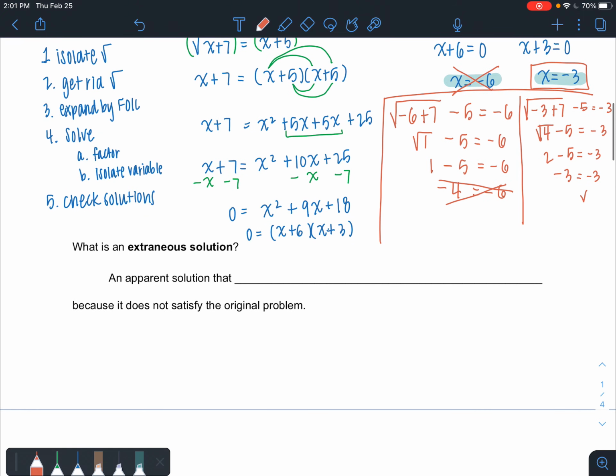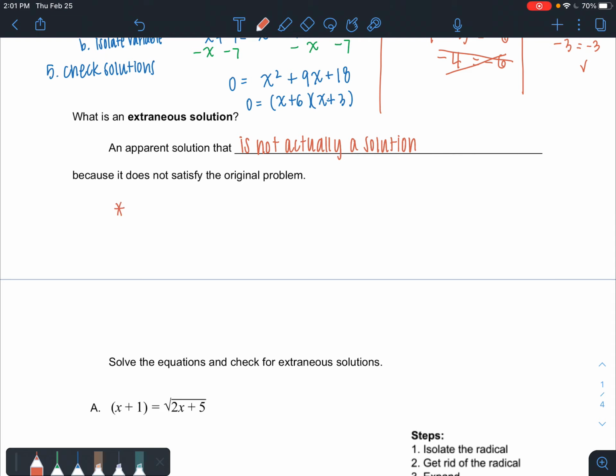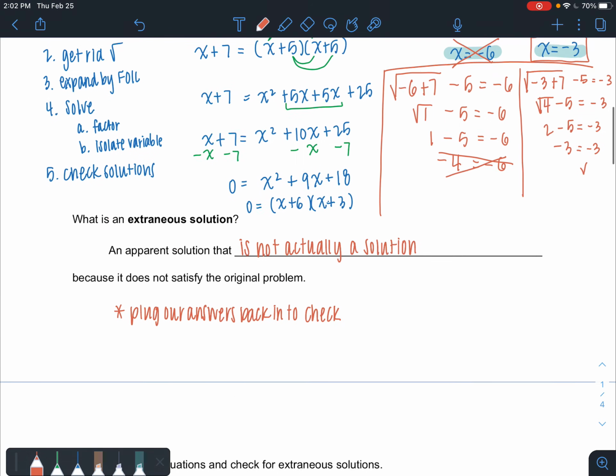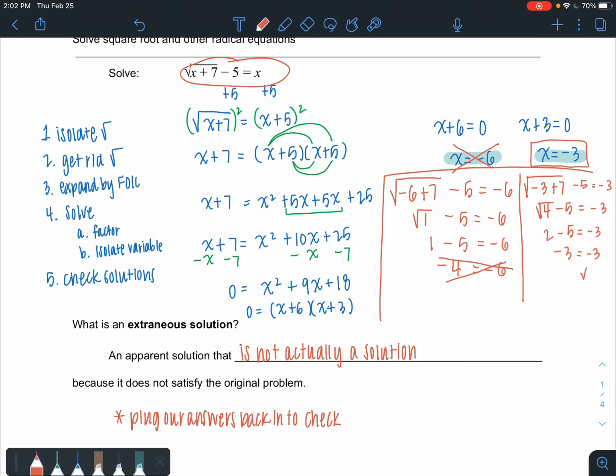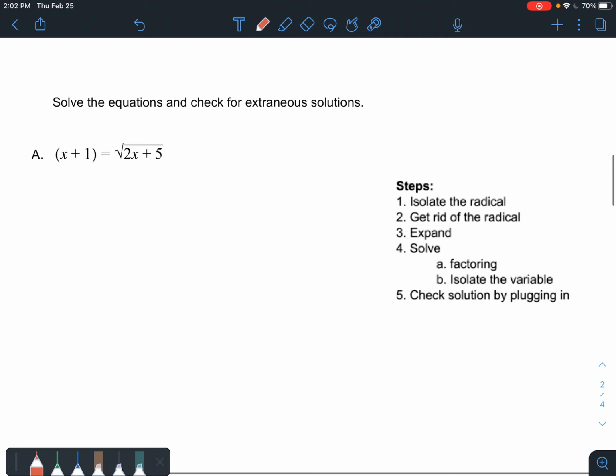So this thing called an extraneous solution, it's an apparent solution that is not actually a solution because it doesn't satisfy the original problem. So what we have to do is plug our answers back in. Just like in this last problem, negative 6 wasn't a solution. It's possible that that could happen quite a lot. So let's do this next one here.